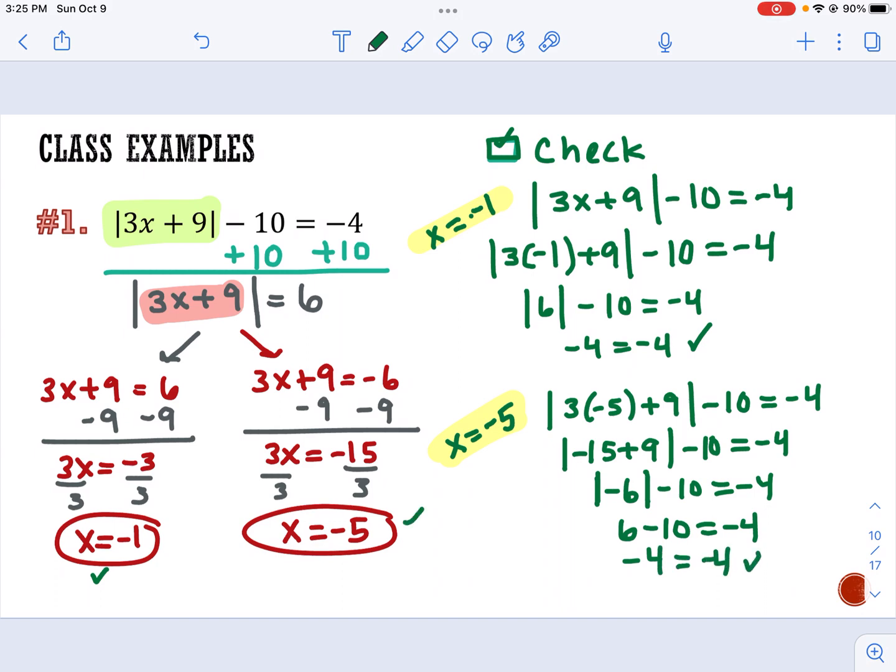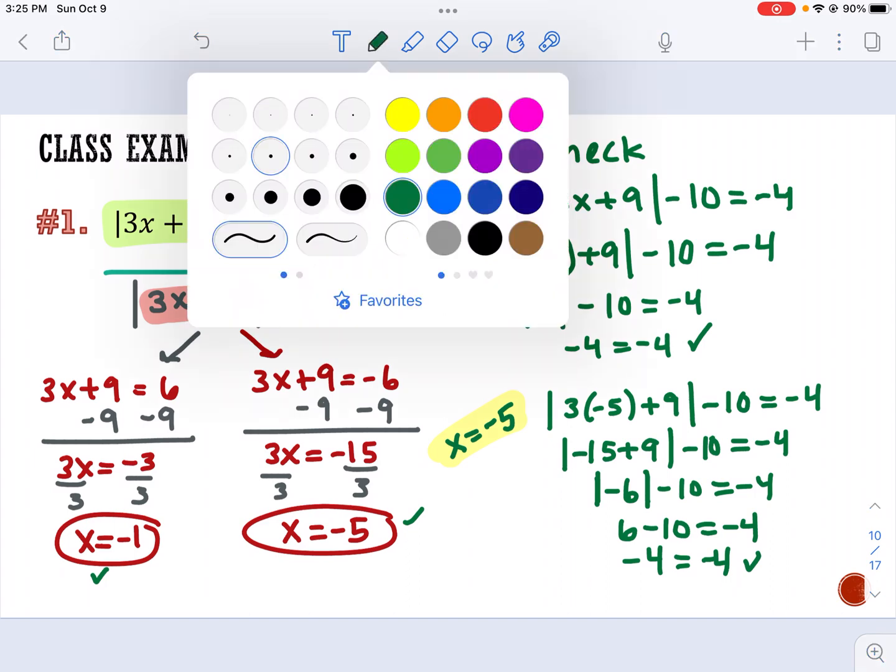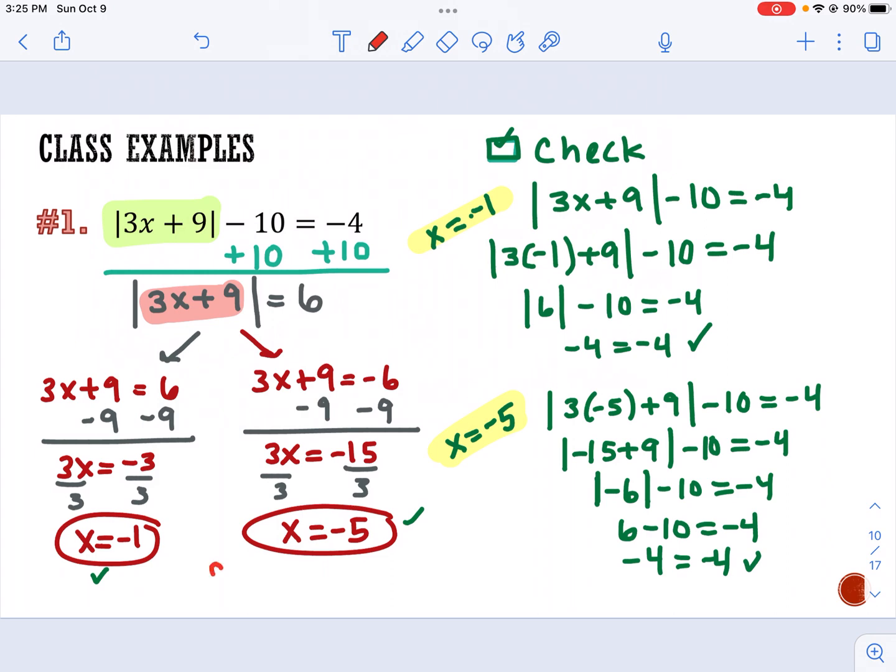So in this case, we've got two values for x that make this equation true. My final answer, I'm going to write in set notation in numerical order: negative 5, negative 1. It's a set of values. I'm going to box or finally circle that final answer.